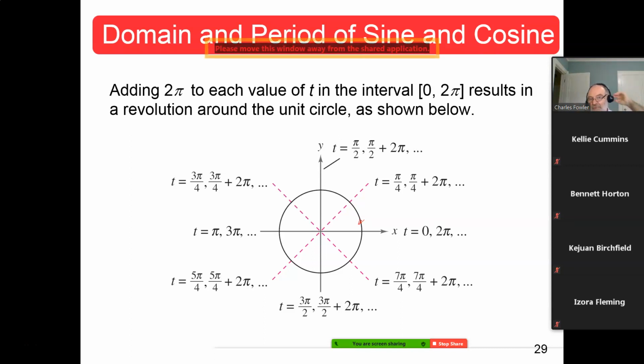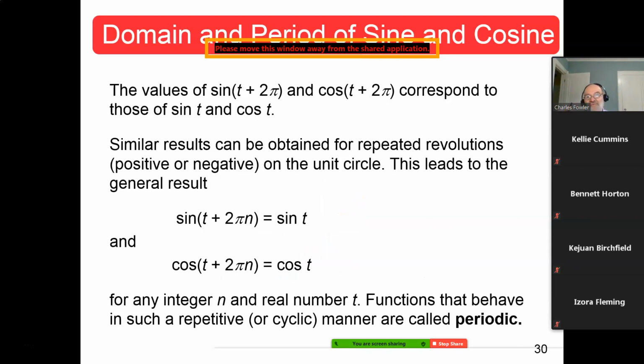Every time you go another 2 pi around for t, you're back at the same place you started before. Okay? So that is defining what we call the period. The values of sine of t plus 2 pi and cosine of t plus 2 pi correspond to the same values as sine of t and cosine of t. Similar results can be obtained by repeated revolution, positive or negative, on the unit circle. That could be a minus 2 pi and a minus 2 pi. It could be a plus 4 pi, minus 4 pi, plus 6 pi. Any multiple of 2 pi.